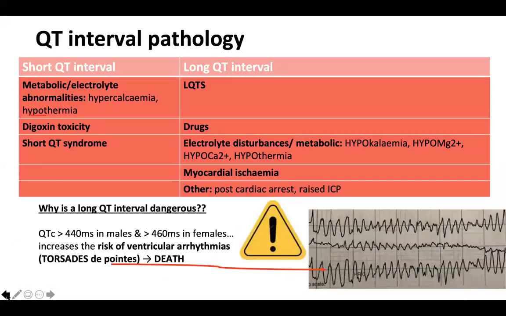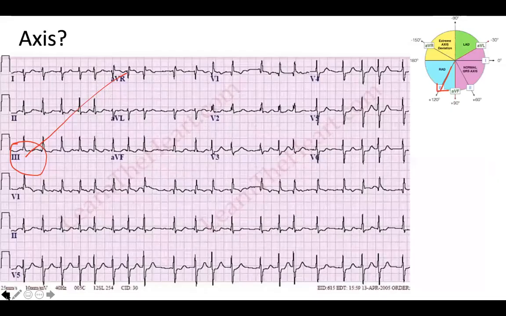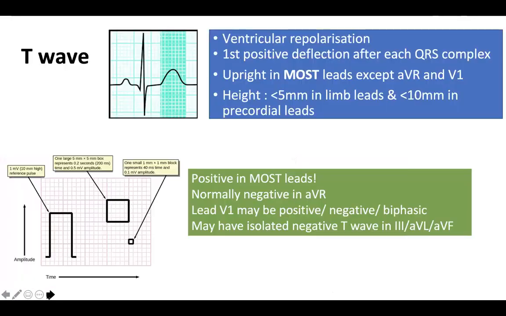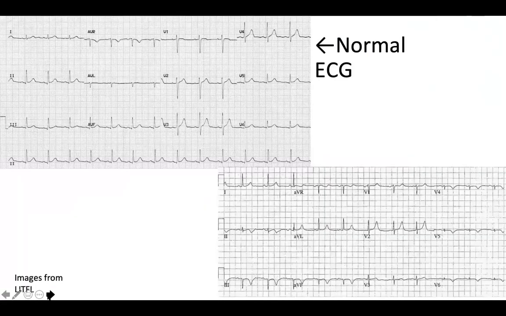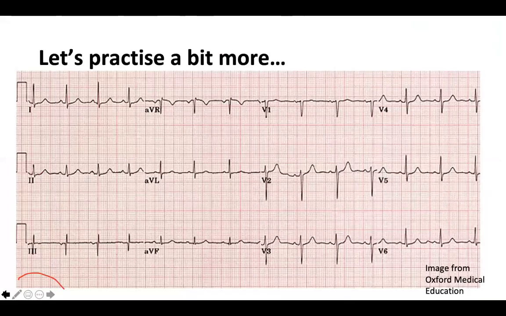So you guys can see, it's mostly negative. The perpendicular one was aVR, but it's mostly negative, so going away, so it's a normal axis. Okay, and then QRS duration is less than 3 small squares, so normal QRS.